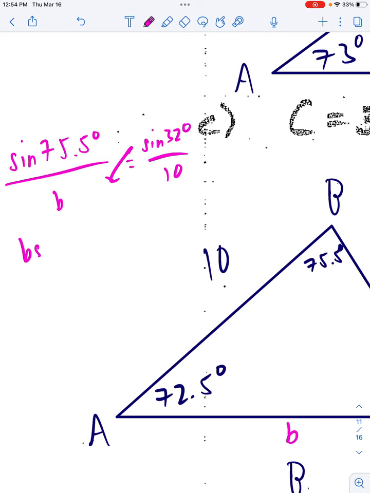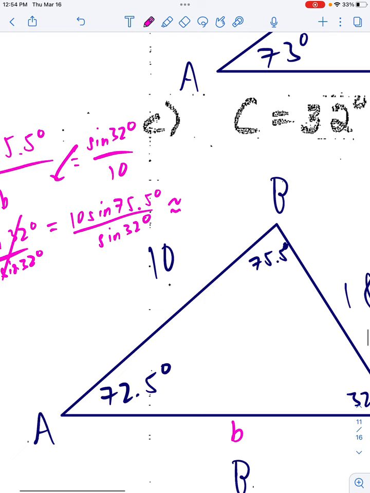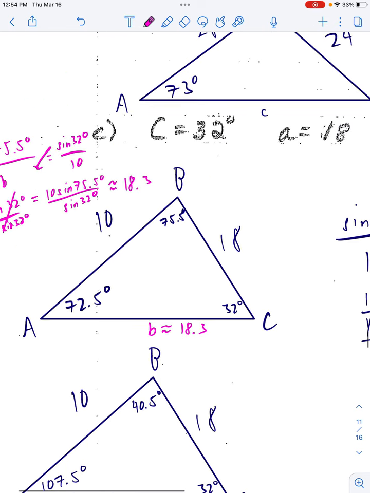Cross multiply: b sine 32 degrees equals 10 sine 75.5 degrees. Divide both sides by sine 32 degrees. Okay, so I get b equals about 18.3 in this example. So in that possible triangle, little b is equal to about 18.3. We've solved this entire triangle.